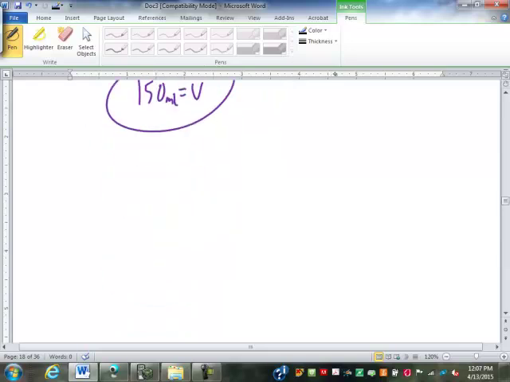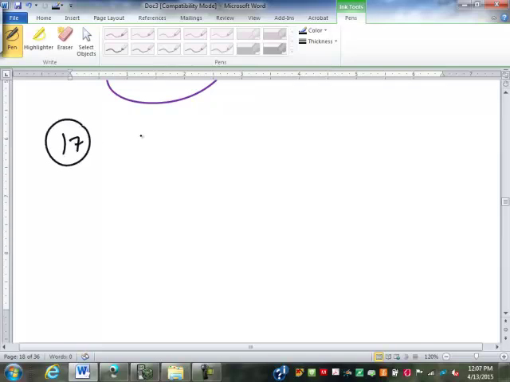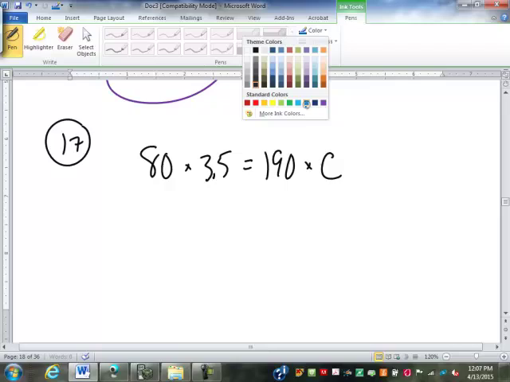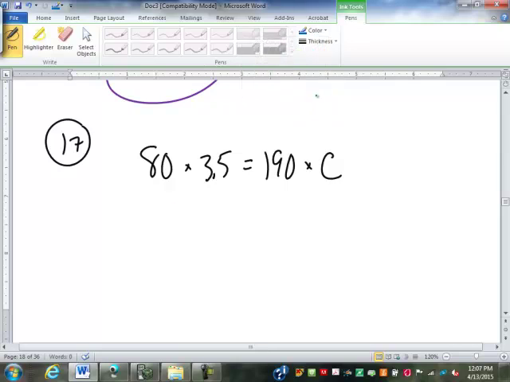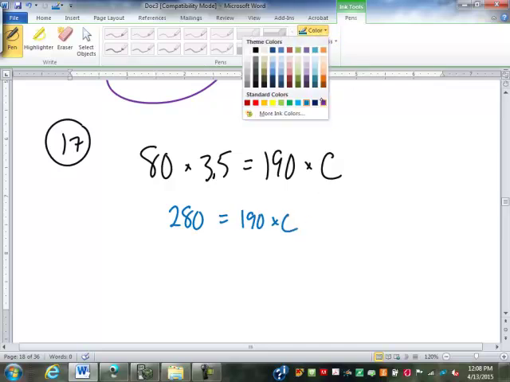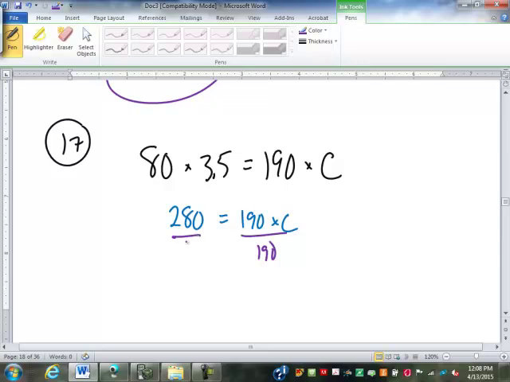17. Same thing. We're using the concentration adjustment formula. We have 80 milliliters of 3.5%. If water is added to make 190 milliliters, find the new percent, new concentration. So 80 times 3.5 is 280 equals 190 times C. We divide by 190, which will give us 1.47 equals C. So our new concentration is 1.47%.